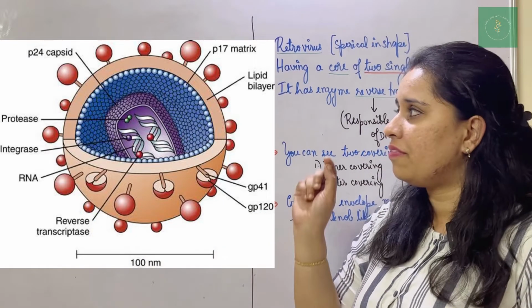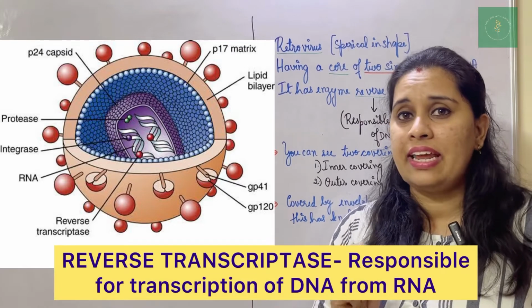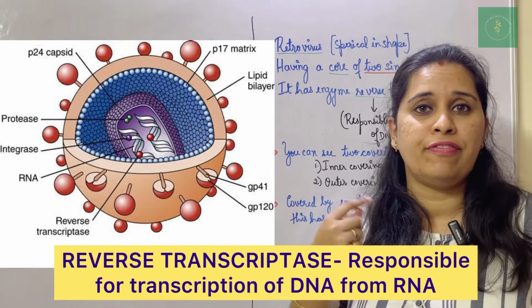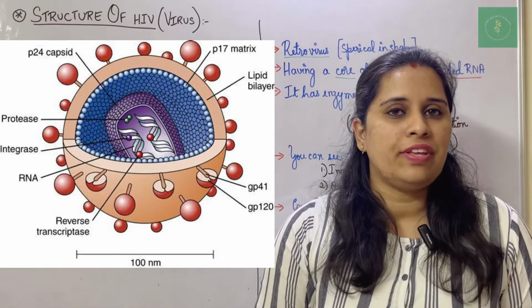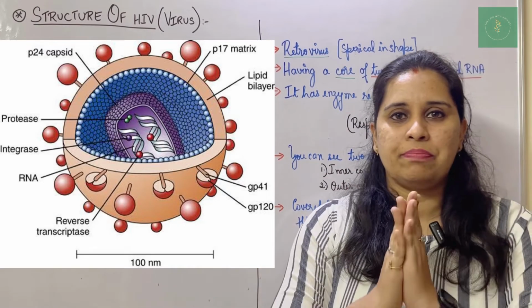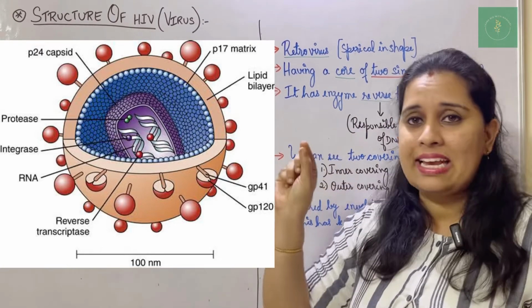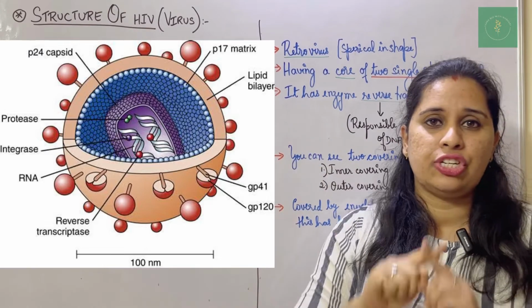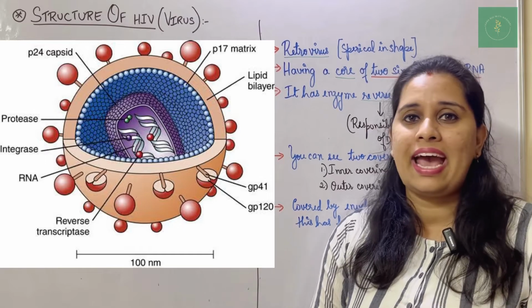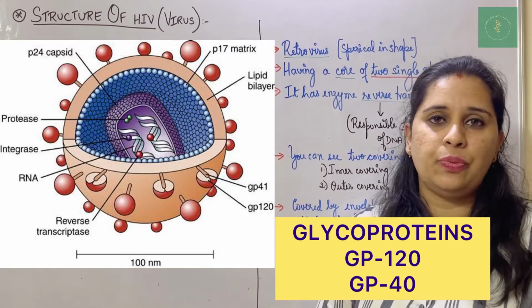Not to forget a very important enzyme which is called reverse transcriptase. This is an enzyme which is responsible for transcription of DNA from RNA. The virus is covered by an envelope which is mainly made up of lipid. Plus, you can see spike-like or knob-like structures around the virus. They are made up of glycoprotein and are of 2 forms, GP120 and GP41.